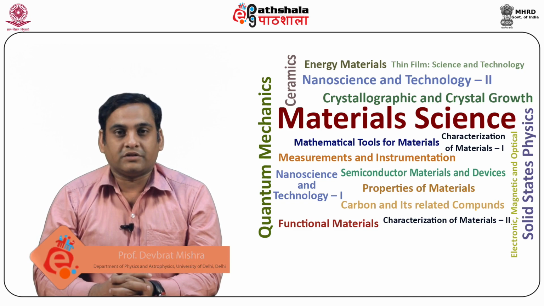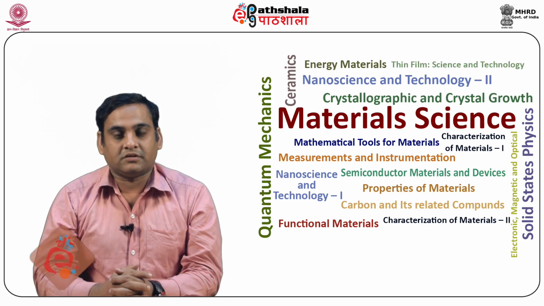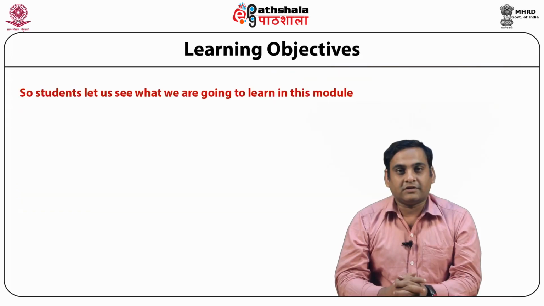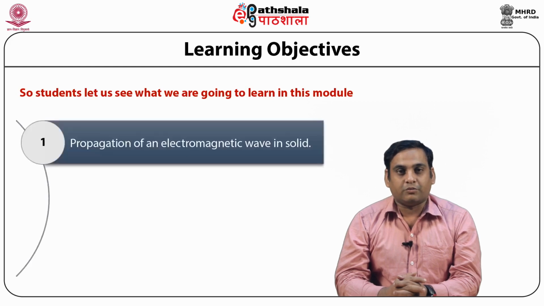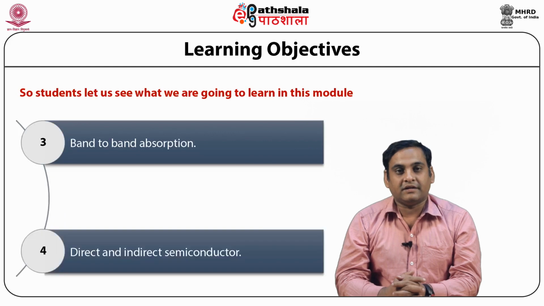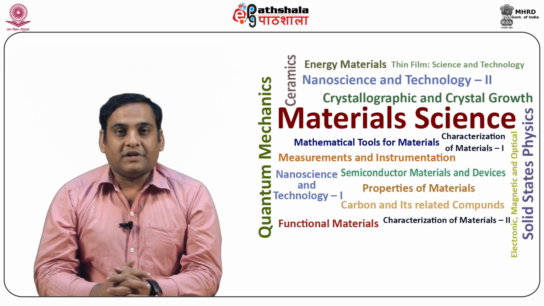Today we are going to discuss the module Optical Properties 3rd from the paper Electronic, Magnetic and Optical Properties of Materials. So students, let us see what we are going to learn in this module. We will see the propagation of an electromagnetic wave in solid, then we will see the lattice absorption, band to band absorption and direct and indirect band gap semiconductor. Complex refractive index and light absorption.